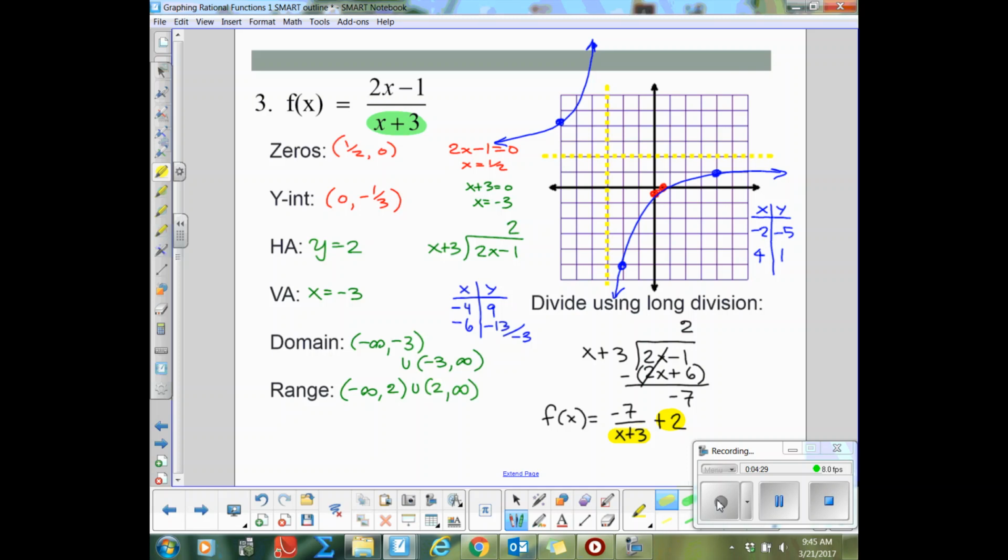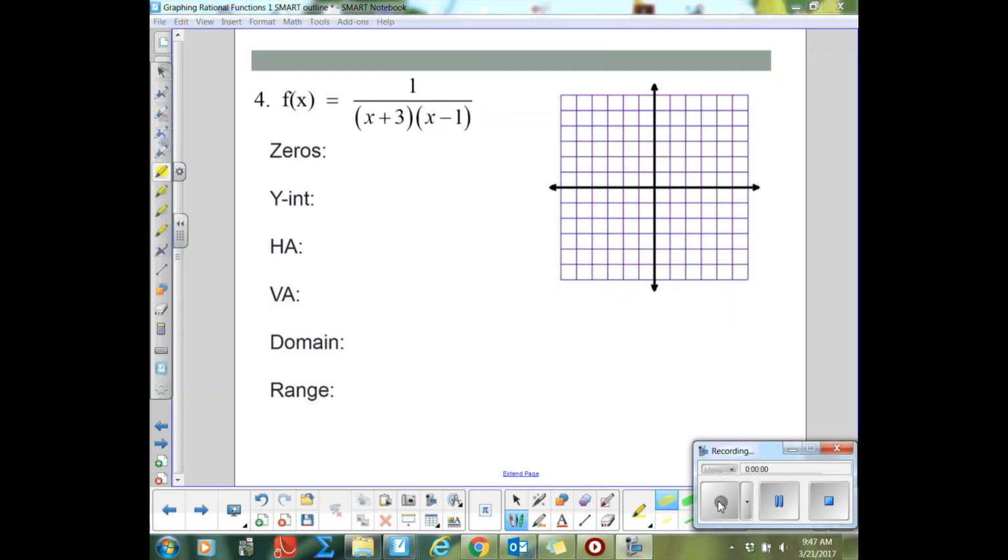This one has 2 factors in the denominator, which means we have two vertical asymptotes. Set x plus 3 equal to 0, and set x minus 1 equal to 0. Those are the vertical asymptotes.